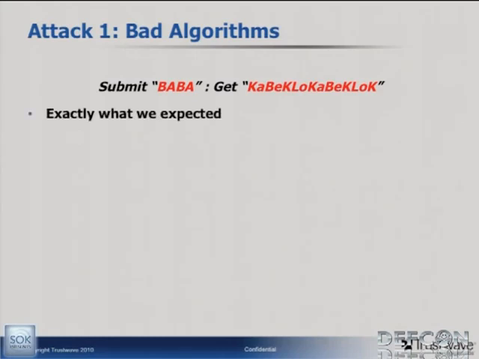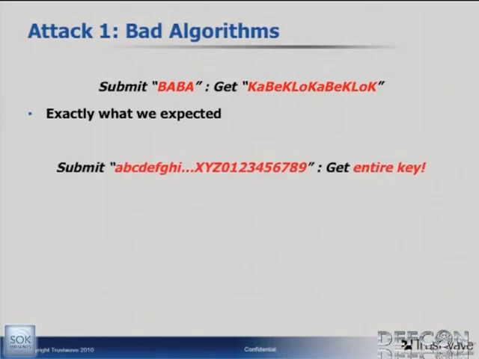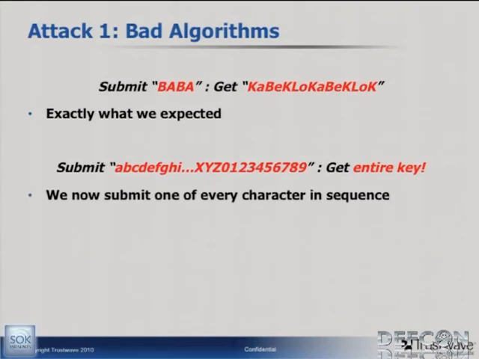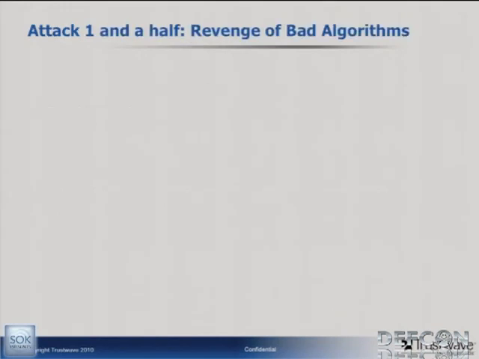So this is pretty much exactly what we expected. The substitution doesn't seem to change no matter where the character is in the plain text. So next thing we'll do is just submit every character, and we get back the entire key. So we see what every character is substituted to. So this is a trivially weak cipher, and the Oracle has helped us just totally destroy this cipher.